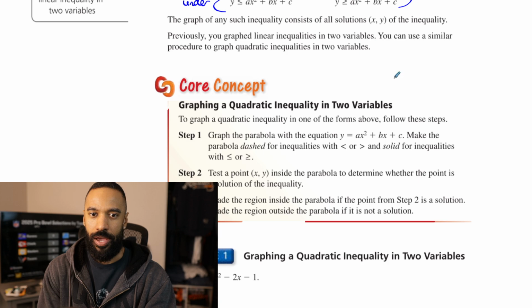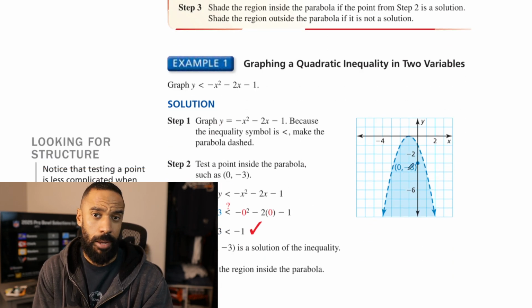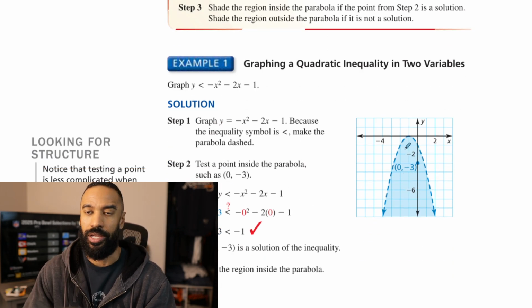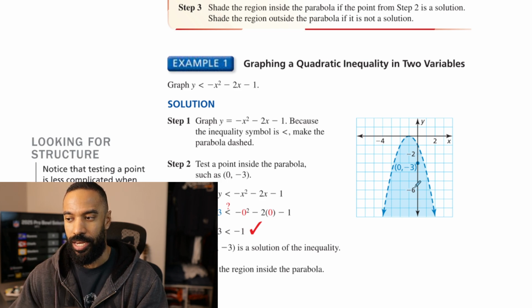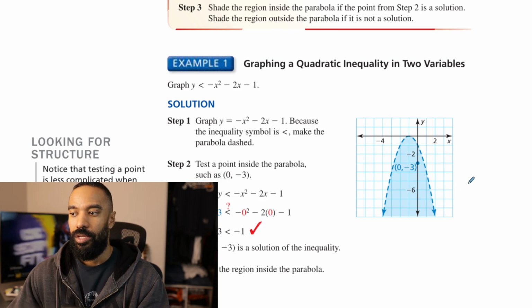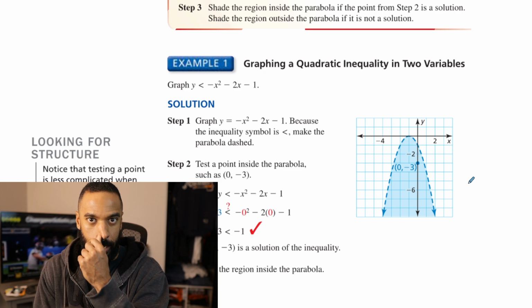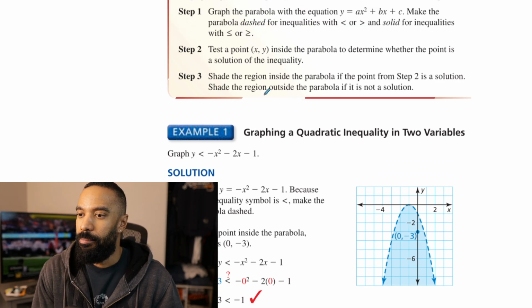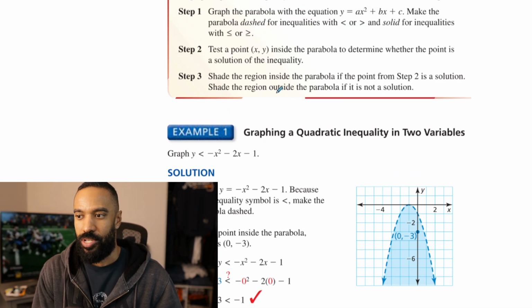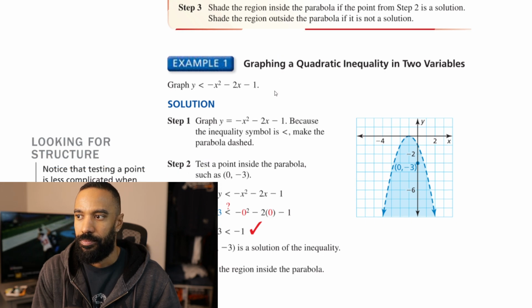Now, you might be asking whether that's shading inside or outside the parabola. That's not what we're answering. We're answering whether it's shading under or shading over. It depends on if the parabola is facing right side up or upside down as well. And then they talk about the shading that represents the solutions, okay?